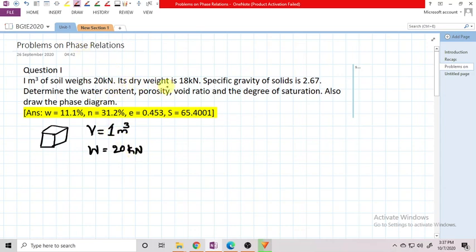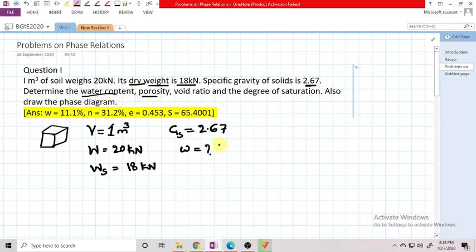Its dry weight is 18 kilonewton. You remember dry weight means what? There is no water at all. Once there is no water, it becomes the weight of solids. So dry weight is nothing but weight of solids, and it is 18 kilonewton. The specific gravity of solids is 2.67. Determine the water content.